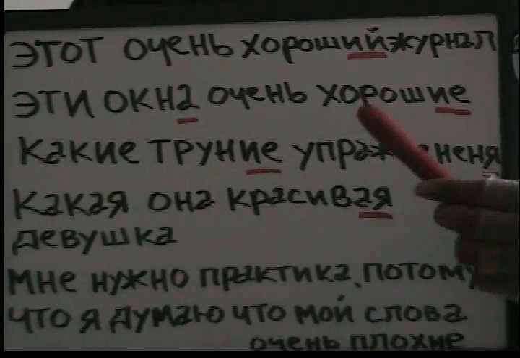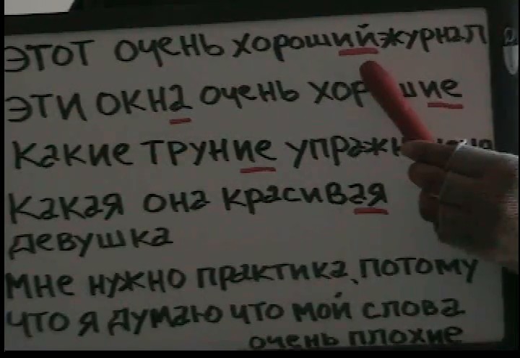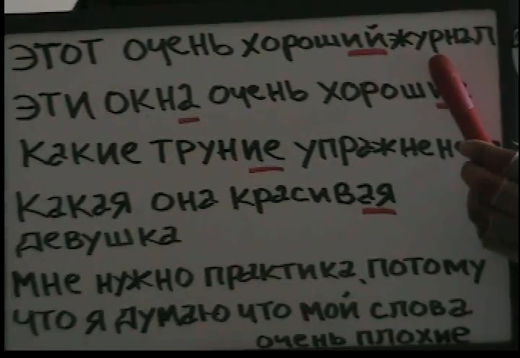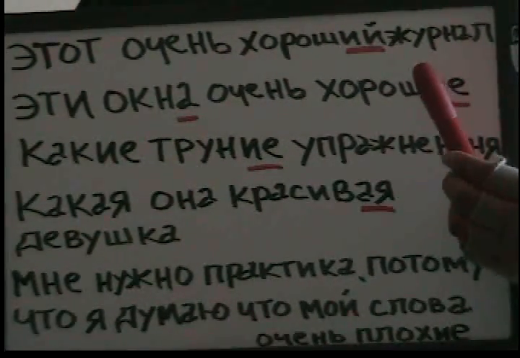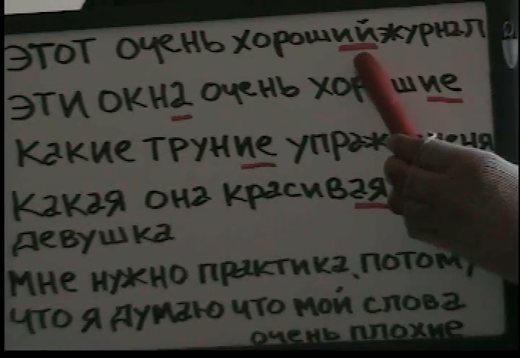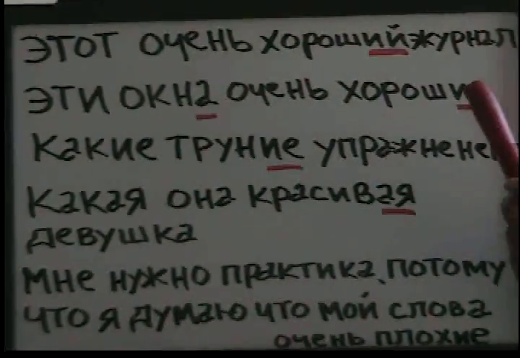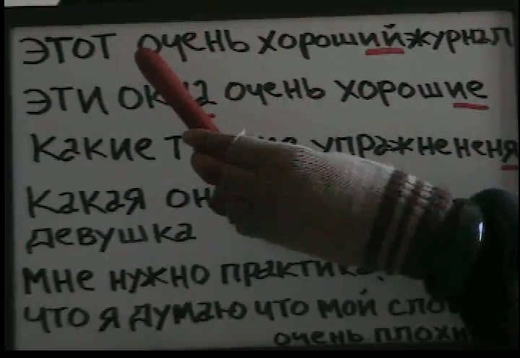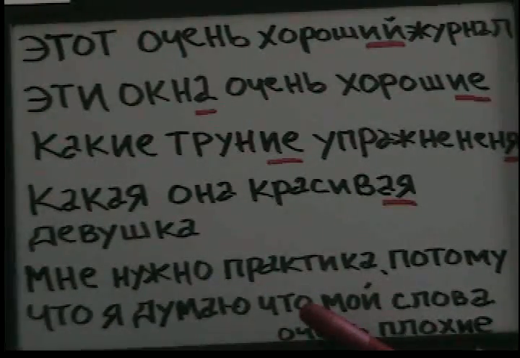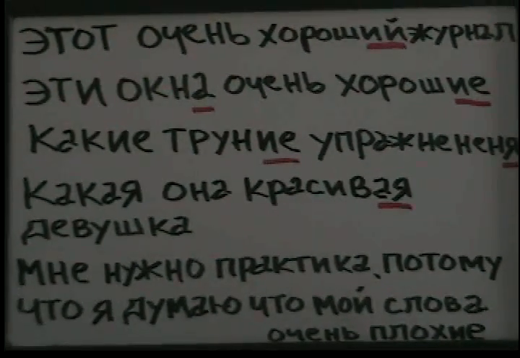As you can see, haroshi, we have to change haroshi because why? Because we're talking about this journal here. This journal is a masculine word, so we have to change this adjective, or it's already in the masculine. So haroshi journal, all right? And then etot, definitely have to change that, okay? Because it's masculine, so it'll be etot, all right? Now look at the second one. Eti.